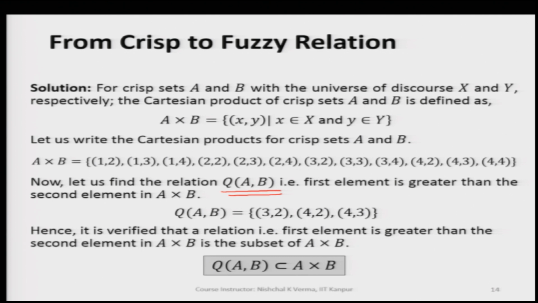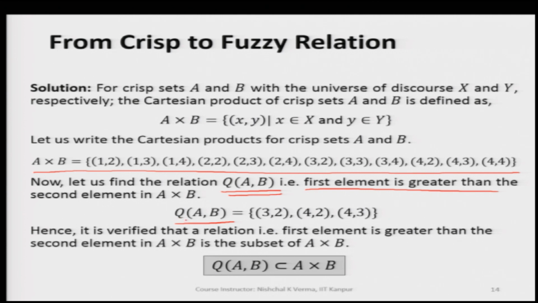So, Q A B is based on the condition that the first element of the pair that is formed is greater than the second element in the Cartesian product of A and B. We have already seen that the Cartesian product has 12 pairs. Now, we put the condition that the first element in all the pairs should be greater than the second element. If we put this condition, we will find a few pairs where this is true. Based on that we pick those pairs for which the condition is satisfied, and the QAB relation is based on that condition.